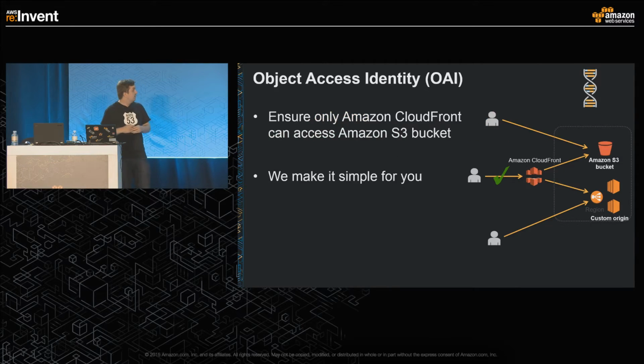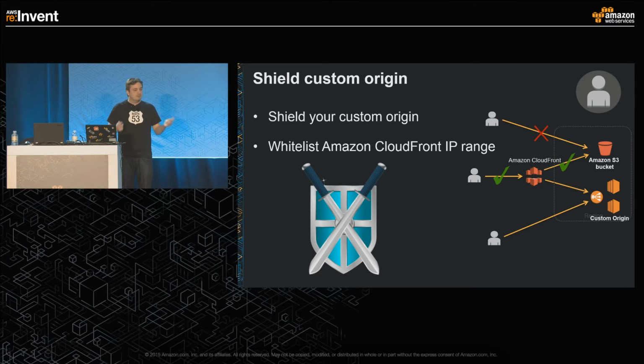To go into this in a little more detail, what we have here is a user trying to access our S3 bucket directly, and they're denied access. But if they access it through CloudFront and they're granted access through CloudFront, then they're able to access the static content from S3. Protecting your custom origin is the same thing except with IP whitelisting. So you can see here users trying to access, for example, my ELB directly, they're going to get denied. If I go through CloudFront, they're able to access the content.